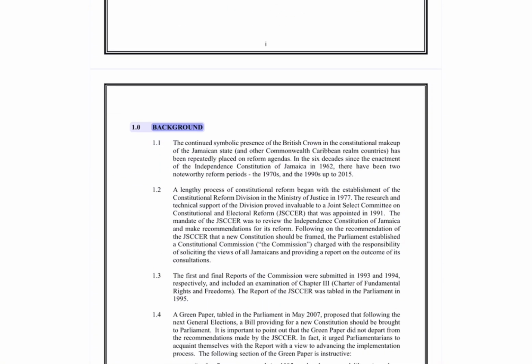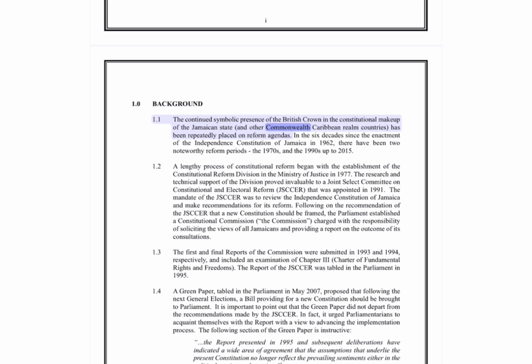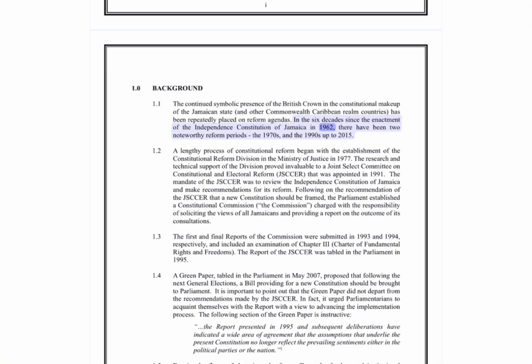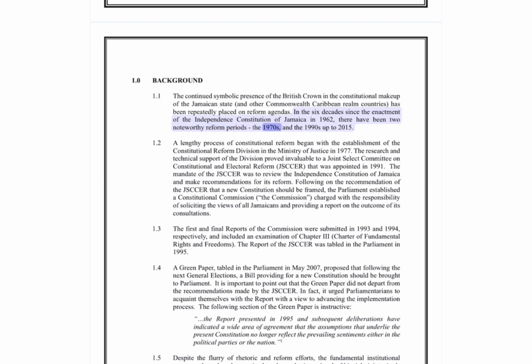1. Background. 1.1 The continued symbolic presence of the British Crown in the constitutional makeup of the Jamaican state and other Commonwealth Caribbean realm countries has been repeatedly placed on reform agendas. In the 6 decades since the enactment of the Independence Constitution of Jamaica in 1962, there have been 2 noteworthy reform periods, the 1970s and the 1990s up to 2015.